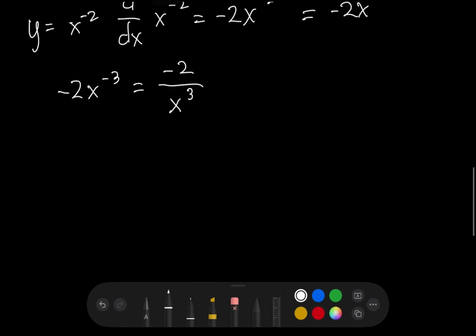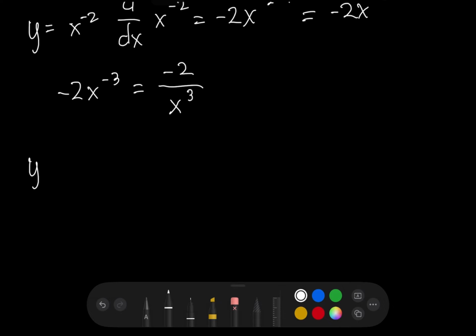Okay, let's have another example. For example, we have y is equal to square root of x. Now, if we have square root of x, we can express it as x raised to 1 half. If it is a cube root, it becomes x raised to 1/3. If fourth root, x raised to 1/4. It depends on the exponent of the radicand. In this case, the exponent of x is just 1, so it is 1 half. And that is a square root, so 1 half.